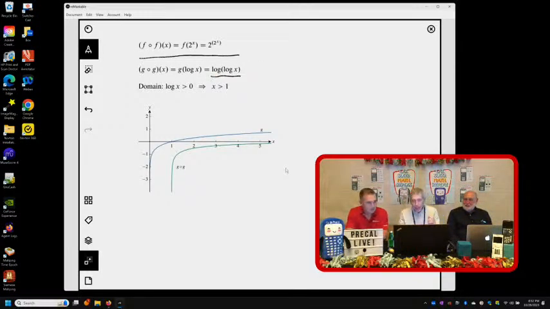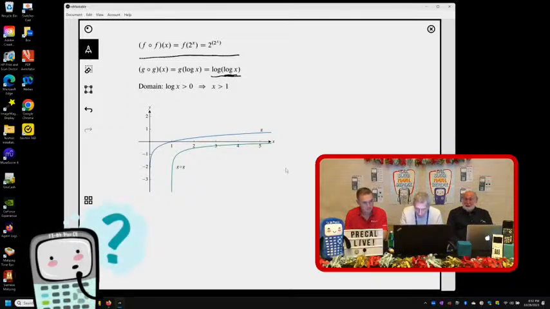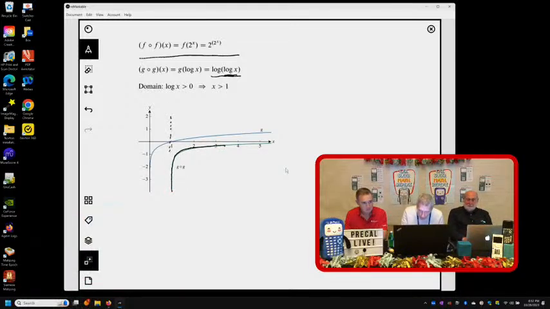That's g circle g of x. Well, the domain there is x greater than 0. Pardon me, is log of x greater than 0. And where does that happen? Only if x is greater than 1. So this is actually the graph of g circle g right here, and I'm going to scribble in a little bit. It certainly looks like there is a vertical asymptote there at x equals 1, but you might think a little bit about that one.